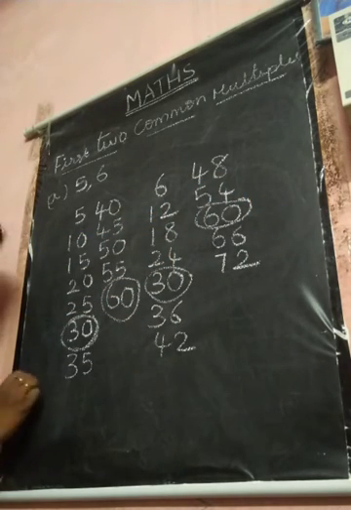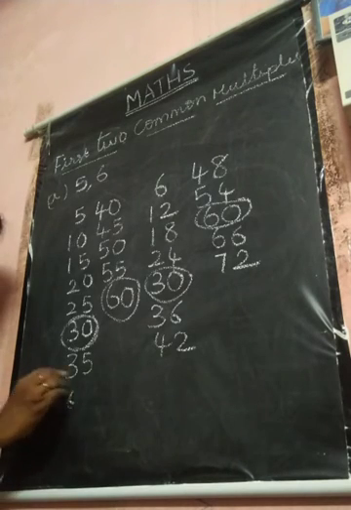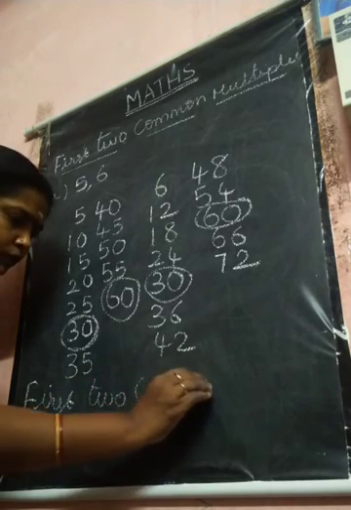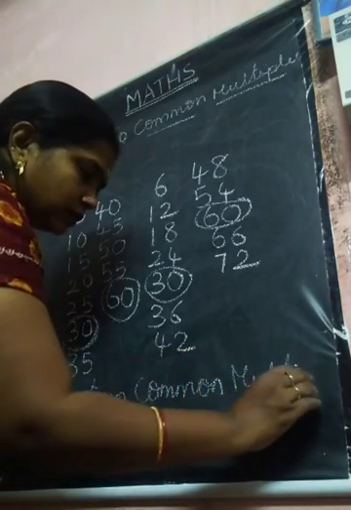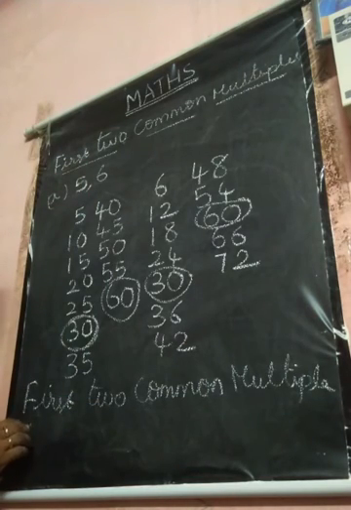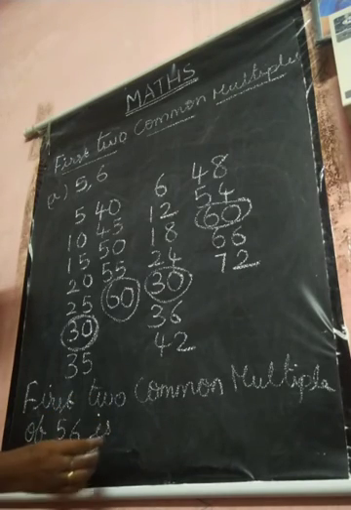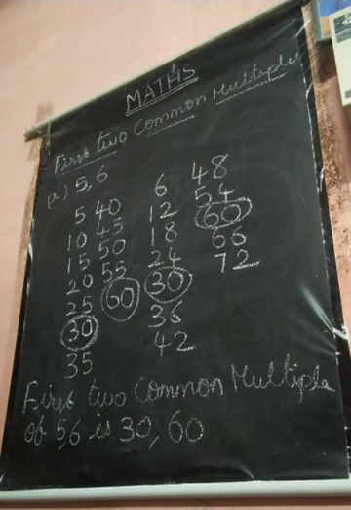So you finish up to this. The question is asking only for the first 2 common multiples, so you stop up to this. You take it and write: the first 2 common multiples of 5 and 6 are 30, 60. Did all of you understand?